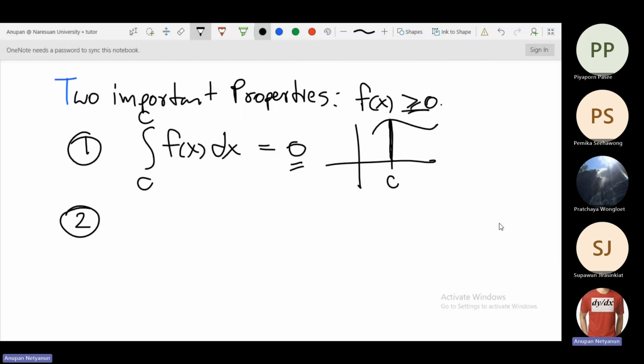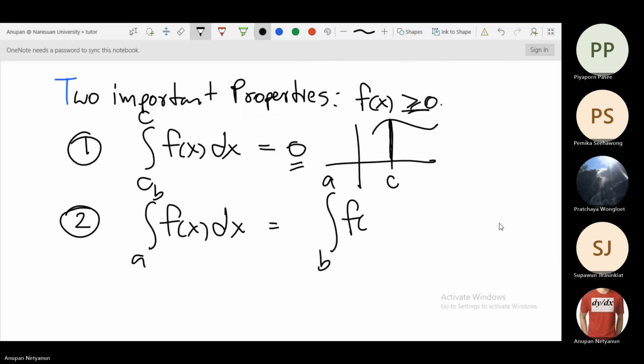Next is, if you want to switch the limits here and flip them to the opposite side, so start from B to A, what you get, since you go in the opposite direction, is negative.